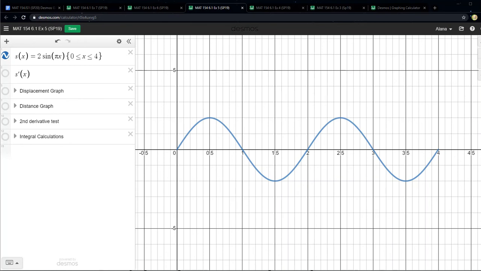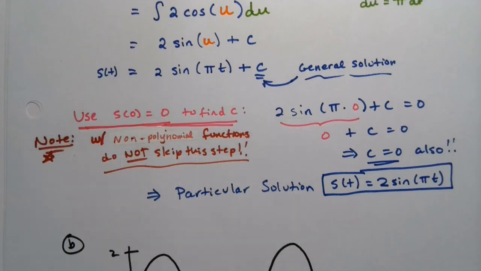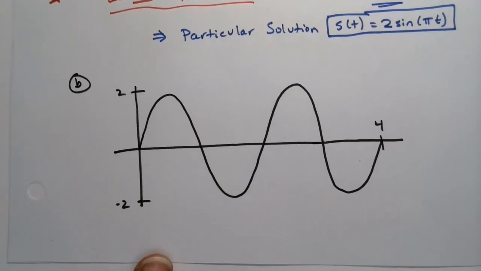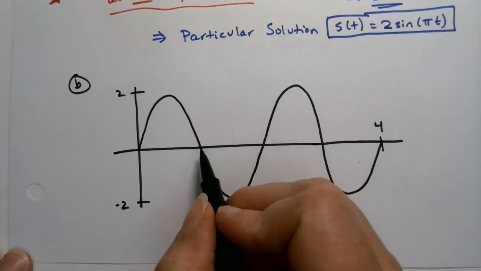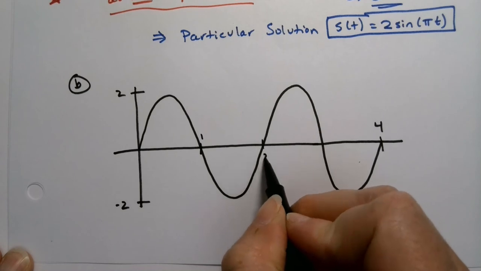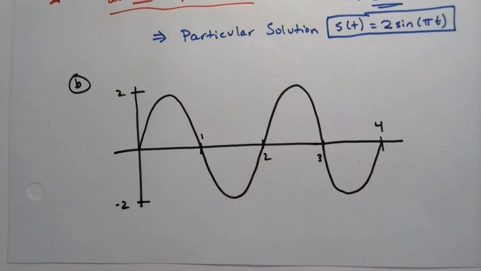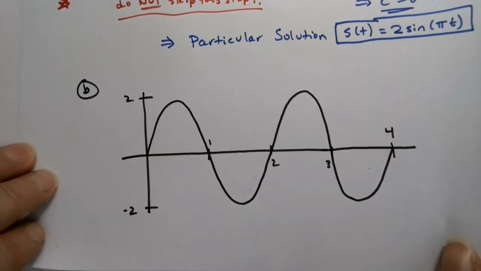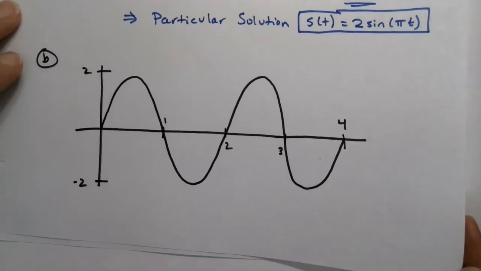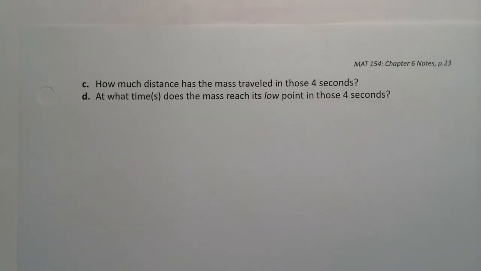Okay, so I've drawn that on my paper as best I am able. I'm not the best drawer in the world, but of course I gave it scale, right? I could give it 1, 2, 3 right there, and so be it. Okay, now the real interesting parts. So this was not too bad. We already knew how to do this. We know how to use substitution. How much distance has the mass traveled in those 4 seconds?